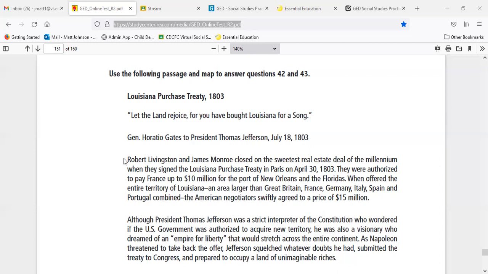And that is, I mean, it really was, right? I know it kind of sounds like Donald Trump here, the deal of the century, it was the greatest deal ever. But it really, really was that crazy good of a deal. So they were authorized to pay France up to $10 million for the port of New Orleans and the Floridas, when offered the entire territory of Louisiana, an area larger than Great Britain, France, Germany, Italy, Spain, and Portugal combined. The American negotiators swiftly agreed to a price of $15 million.